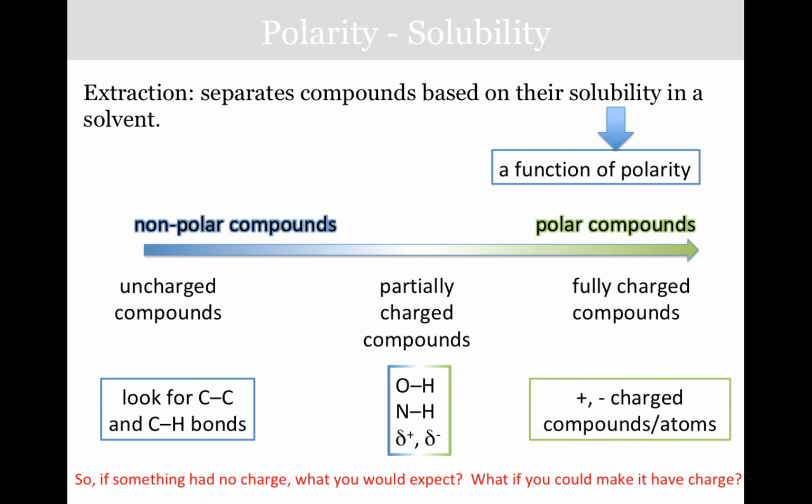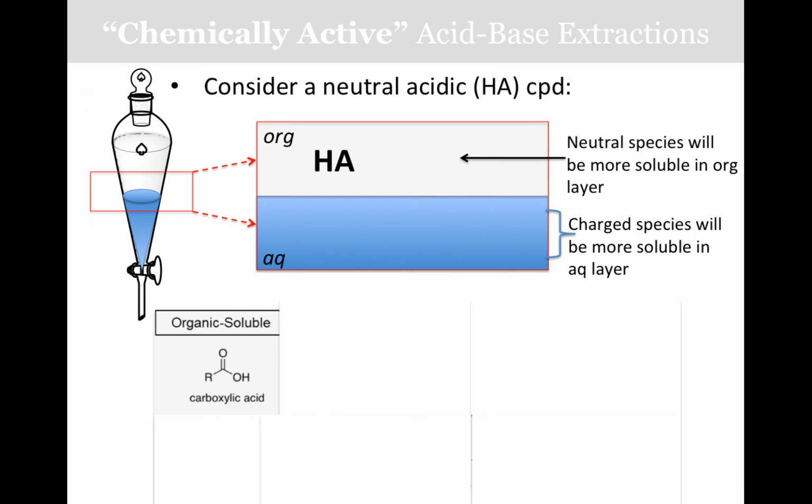So think about it. If you have something with no charge, like an OH in an alcohol, what do you expect? It will be dissolved in organic solvent mainly. So if you can make it have a charge, what will happen? It will migrate into the polar compound category, and it will migrate into the polar layer or the aqueous layer. This is called chemically active extraction, and it is achieved by addition of acid or base to neutral acidic or basic compounds.